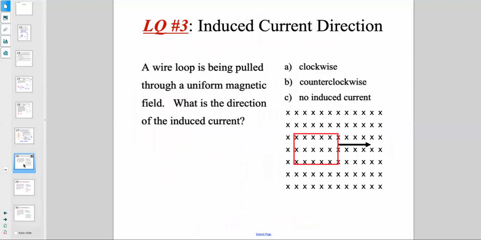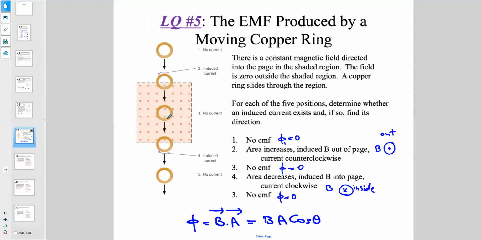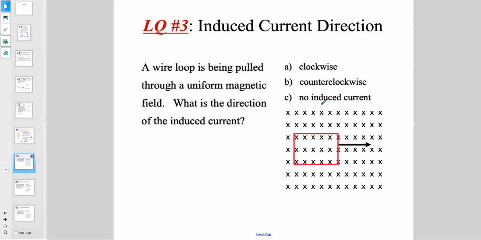So let's take a look at this question. A wire loop is being pulled through a uniform magnetic field. What is the direction of the induced current? Do we have any change in the flux? No. Do we have any change in the magnetic field? No. Because this is already inside a magnetic field, there is no current at all. This is exactly like point 3 in our previous problem. So the answer is no induced current.